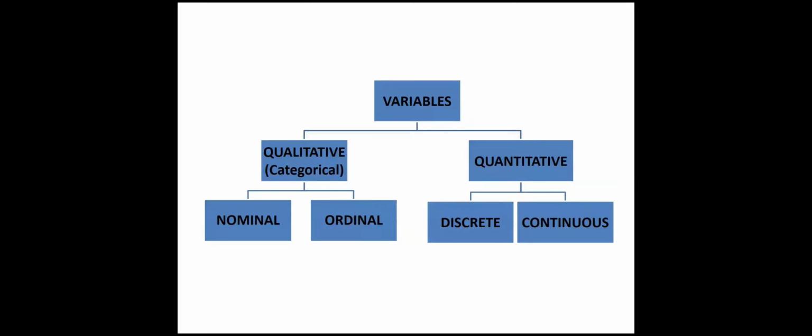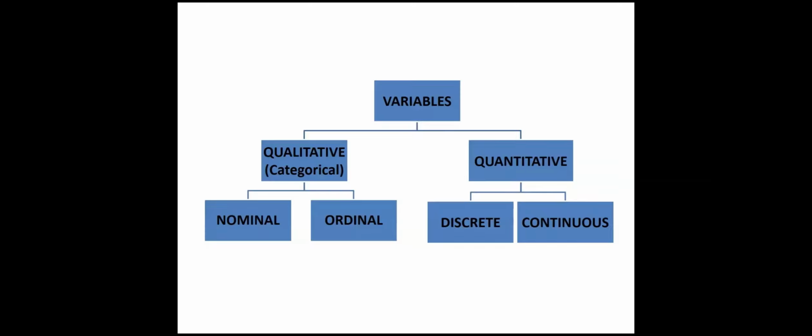Qualitative is something which fits individuals into certain categories. Within qualitative, we have two types: nominal and ordinal. Nominal, there is no order within those categories. Ordinal, there is an inherent order within those categories. When it comes to quantitative variable, we are exactly measuring the quantity of something. So within this quantitative, you have either discrete or continuous.